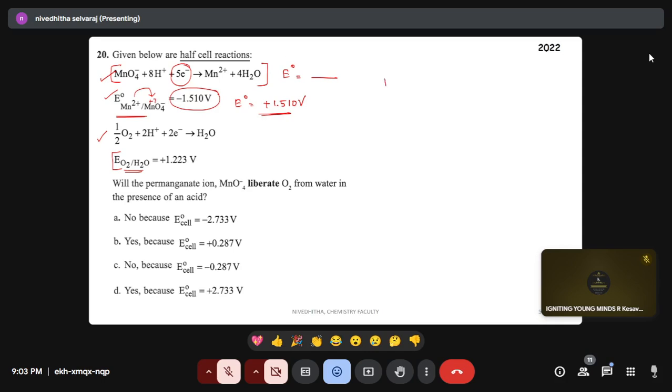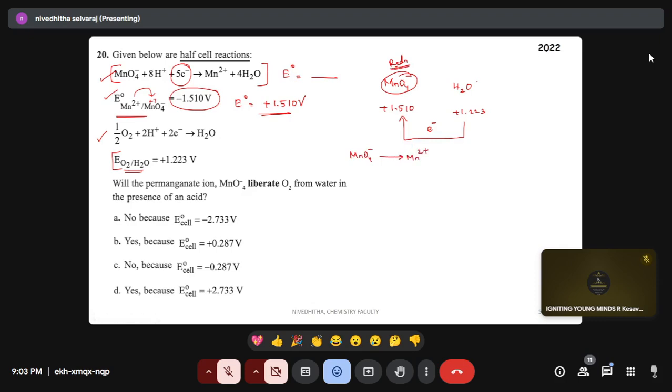So MnO4 minus, whose electrode or reduction potential is plus 1.510, and for water it is plus 1.223. So according to the shortcut, we know that electron will be moving from lower value to higher value, right? So this species is gaining electron. So this is getting reduced. So MnO4 minus will get reduced to Mn2 plus.